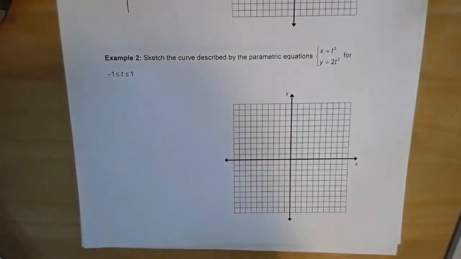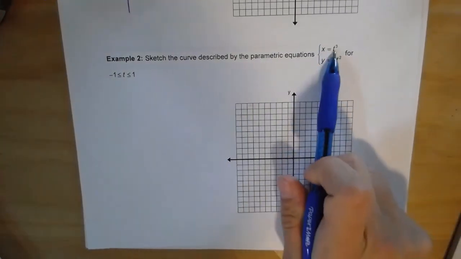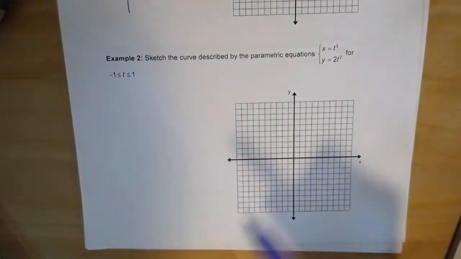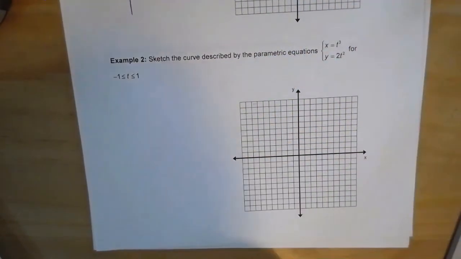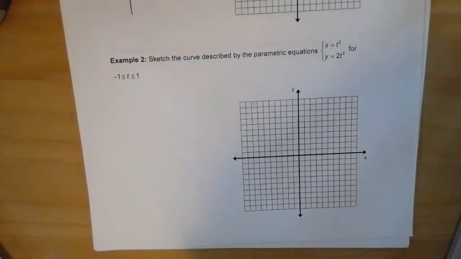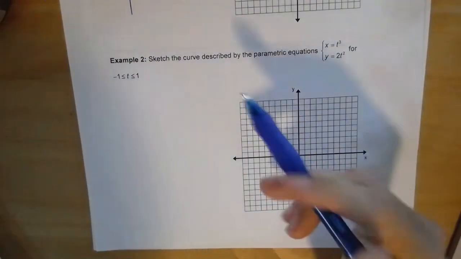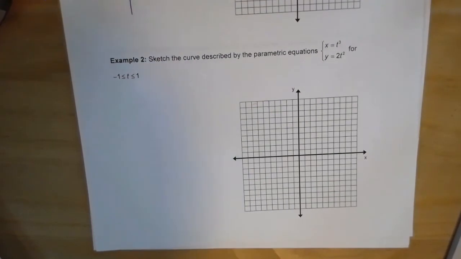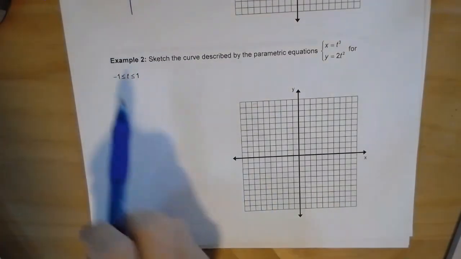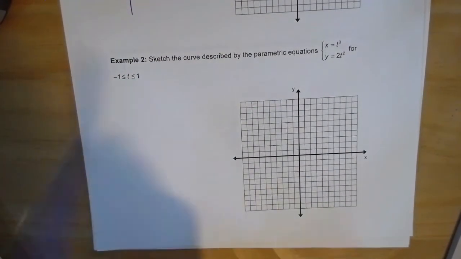Alright, let's look at this one. Okay, so if you look, the x part looks like a cubic. So cubic is your kind of your snake there. And y equals 2t squared. Well, that's a parabola. So we have a bunch of curves going on here. Now the other thing I want you to see is we have a starting and a stopping point.